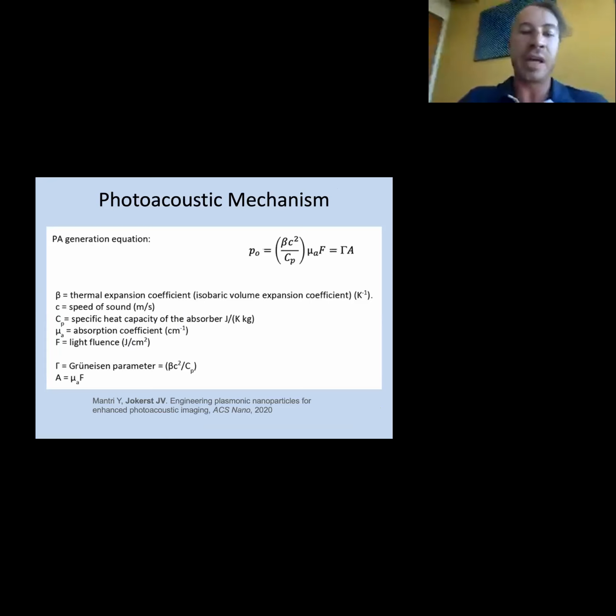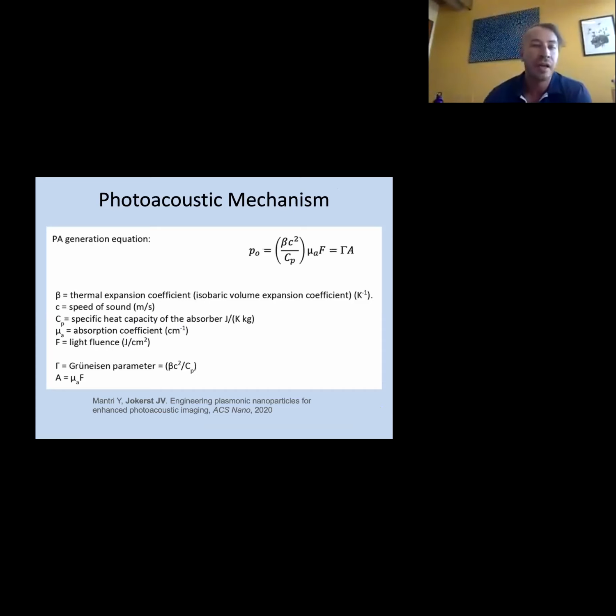So then we can derive this photoacoustic generation equation that talks about the incident pressure that is generated by a sample as a function of the thermal expansion coefficient. So a material that expands more or less as a function of temperature is going to have more or less photoacoustic signal. It's a function of the speed of sound. It's a function of the specific heat capacity of the absorber.